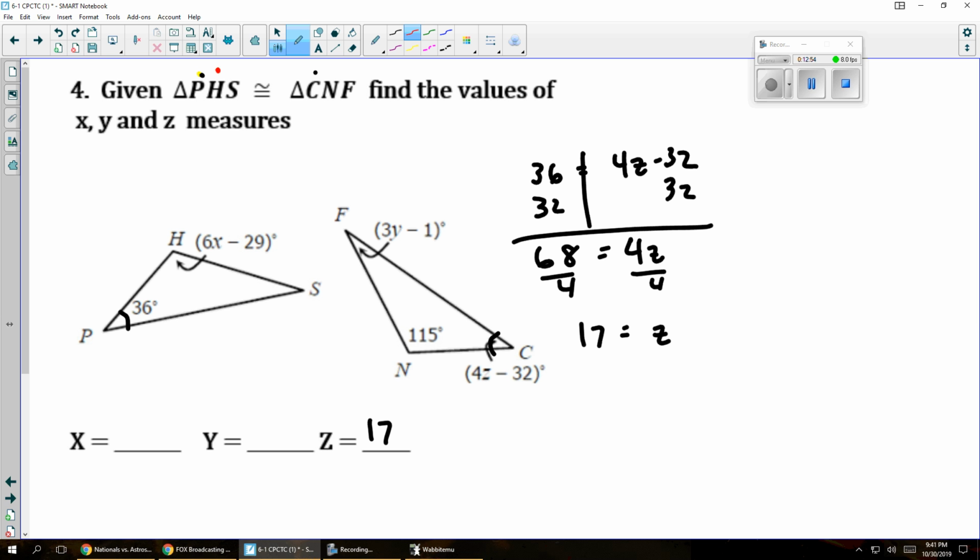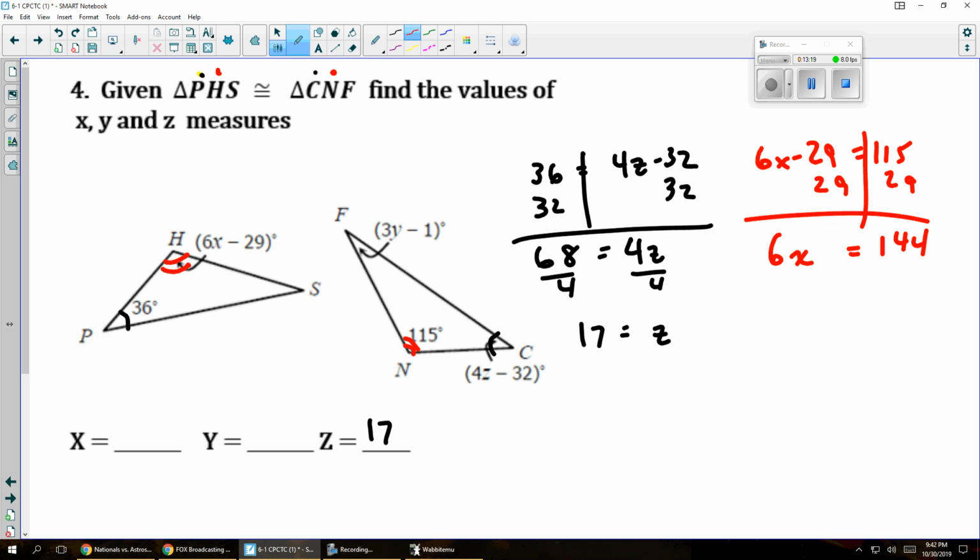Next one says H is congruent to N. So H is congruent to N. So 6x minus 29 is 115. Add 29 to each side. 6x equals 144. Divide both sides by 6, and I get x equals 24.